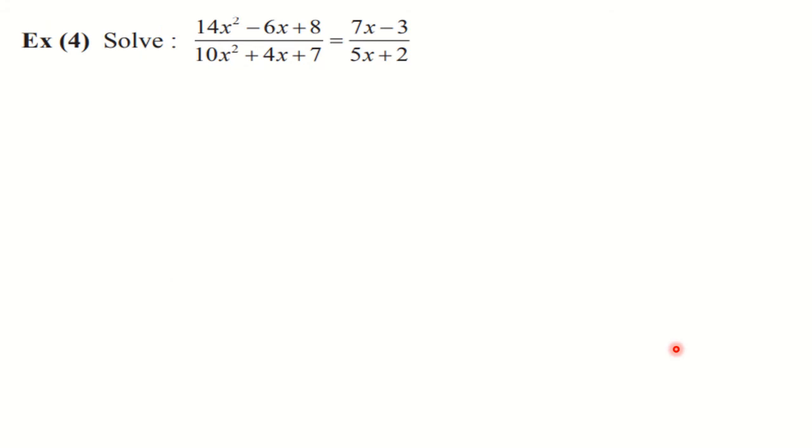Okay. Let us go further. Fourth sum, now solve. Here 14x square minus 6x plus 8 divided by 10x square plus 4x plus 7 is equal to 7x minus 3 upon 5x plus 2.